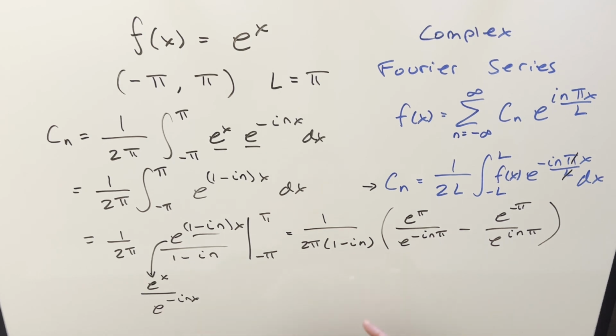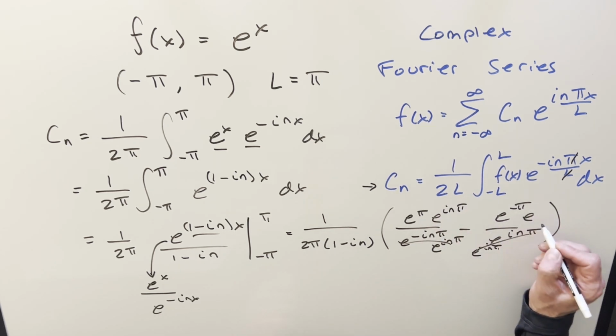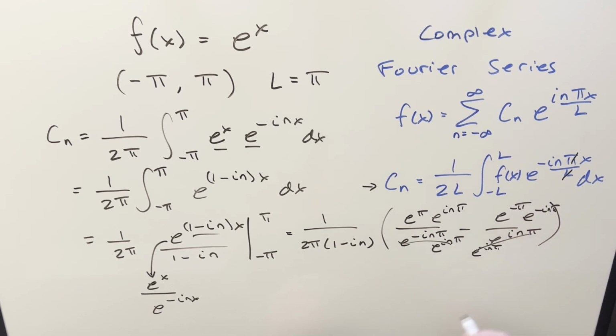But this is pretty nice because when I get a common denominator, if I multiply e to the in pi here and e to the minus in pi here, what's going to happen? You get e to the 0, so this just becomes 1. Of course, I need to do it in the numerator, so we're going to have e to the in pi here, e to the minus in pi here.